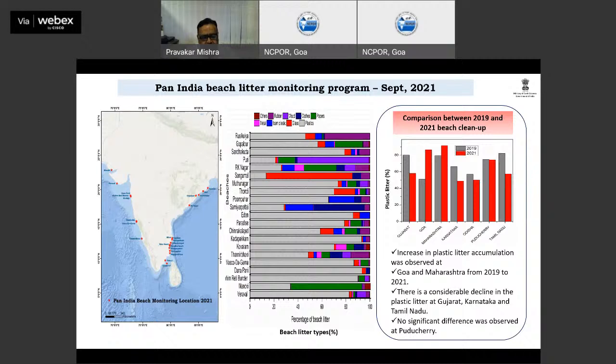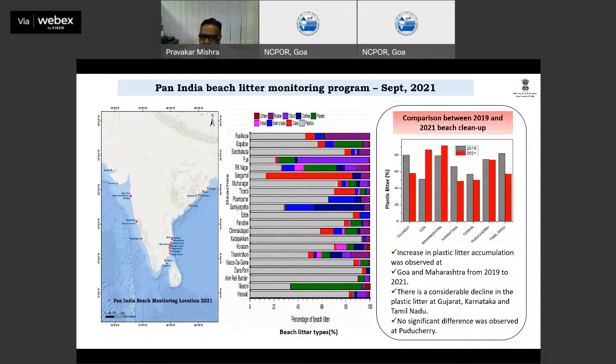We repeated the study for some of the beaches, and we also took some other beaches to make the same type of comparison. India has promised that we are going to phase out single-use plastics by 2022, so we wanted to see whether there was a reduction. In between, many states have slowly started banning them, but the scenario has not improved in our data.